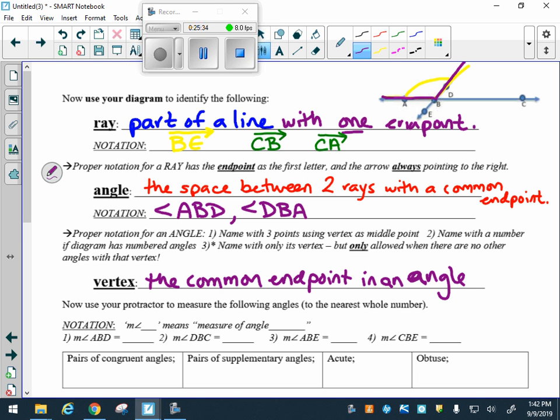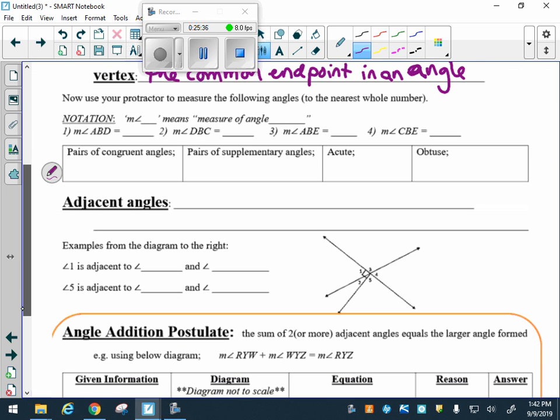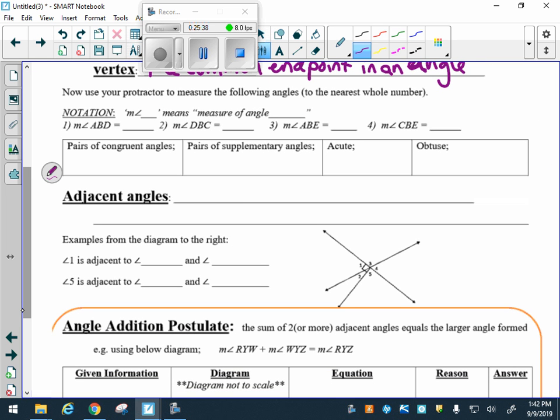Okay, sometimes you have a diagram that has numbered angles. You see this diagram down here? Angle 1, angle 2, angle 3, angle 4, angle 5. So sometimes they'll use little numbers right inside the angle to designate which angles they're talking about. Sometimes it's a little less confusing than all the letters. So that's a second way of naming it.